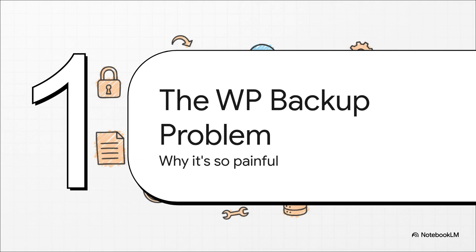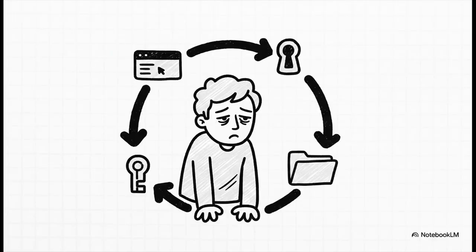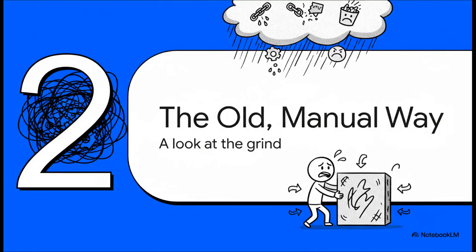We need to talk about what I'm calling the WordPress backup problem. This is the core reason why managing backups, especially when you've got more than one site, is just so painful. For any professional out there managing WordPress sites across a whole bunch of different servers, it's this really painful, super repetitive, and totally manual workflow. It feels like you're stuck in this never-ending cycle, right? So let's take a closer look at that daily grind. We call it the old manual way. And trust me, this is where all that frustration really starts to build up.